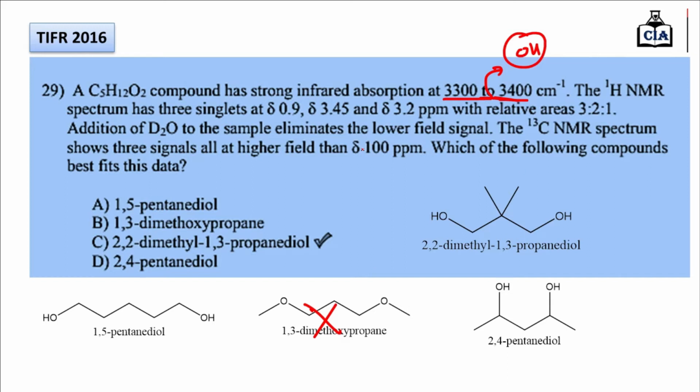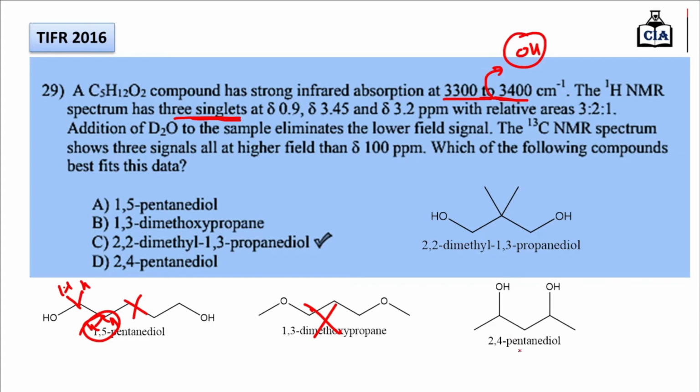Now look at the NMR data. The 1H NMR spectrum has a total of 3 singlets. But if you look at the option 1,5-pentanediol, all these hydrogen atoms will give multiplets, because this 2H will give a triplet due to these 2 hydrogen atoms. Due to this triplet, while our compound has only 3 singlets, this is the wrong option.